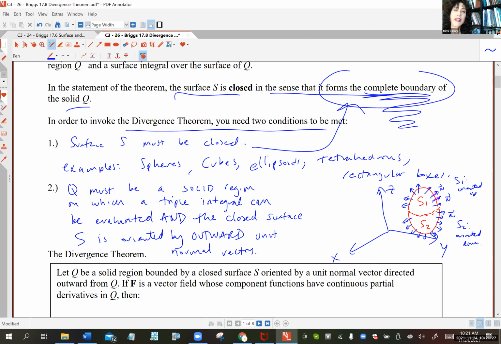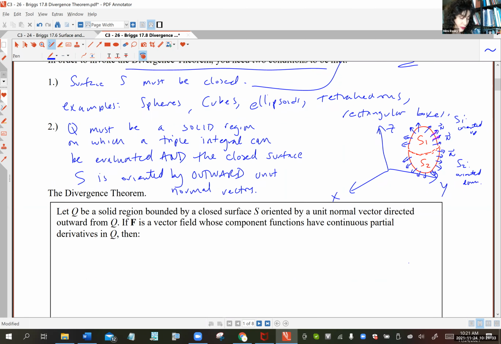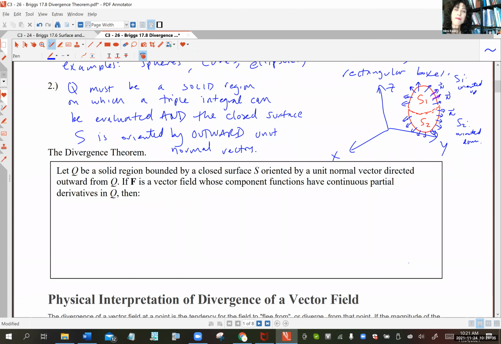Total flux of bananas or water or electric field or whatever. Okay, now we're ready for the divergence theorem. Here we go. Let Q be a solid region bounded by a closed surface S, oriented by a unit normal vector directed outward. There's that key thing, outward from Q.